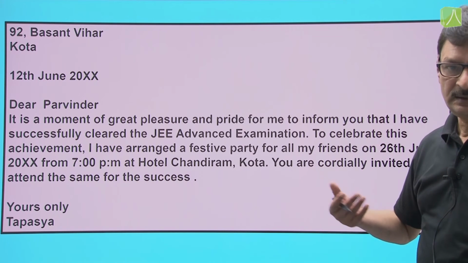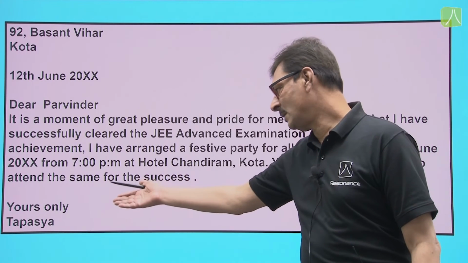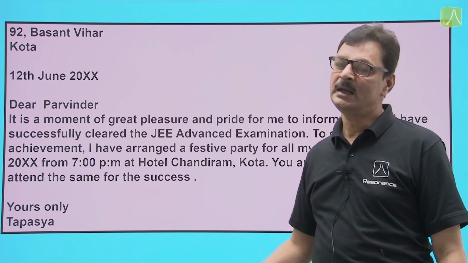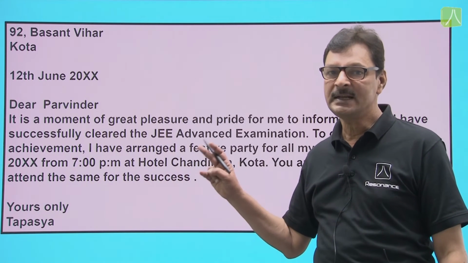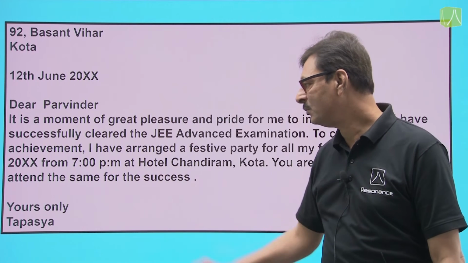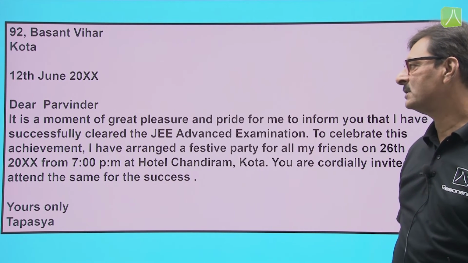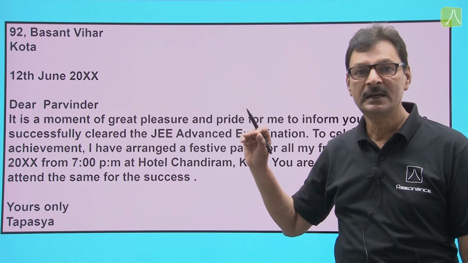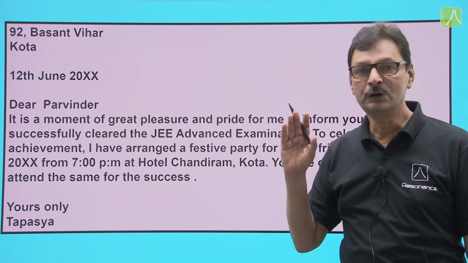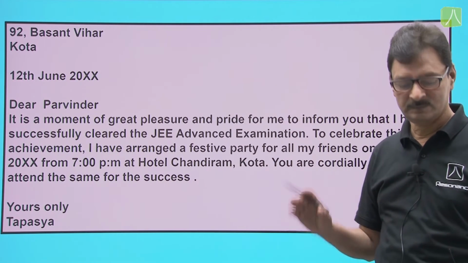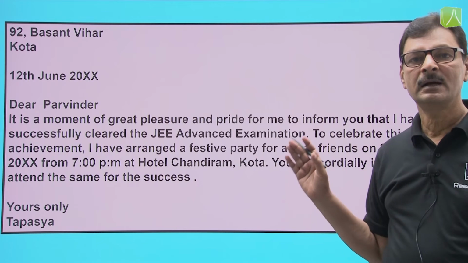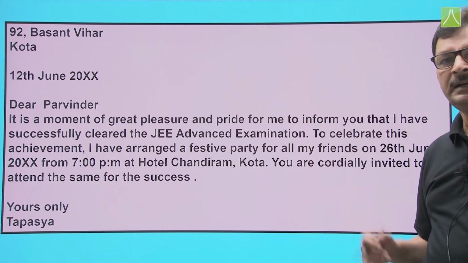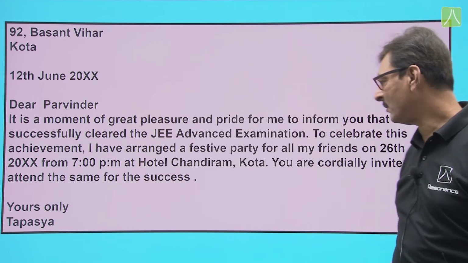Now in this, the complimentary clause, you can put up your friend, yours only, because it is an informal one, and put up the name Tapasya. इसमें please subject add मत करना, subject invitation for party, don't add this. So this is the way how an informal invitation is to be drafted.